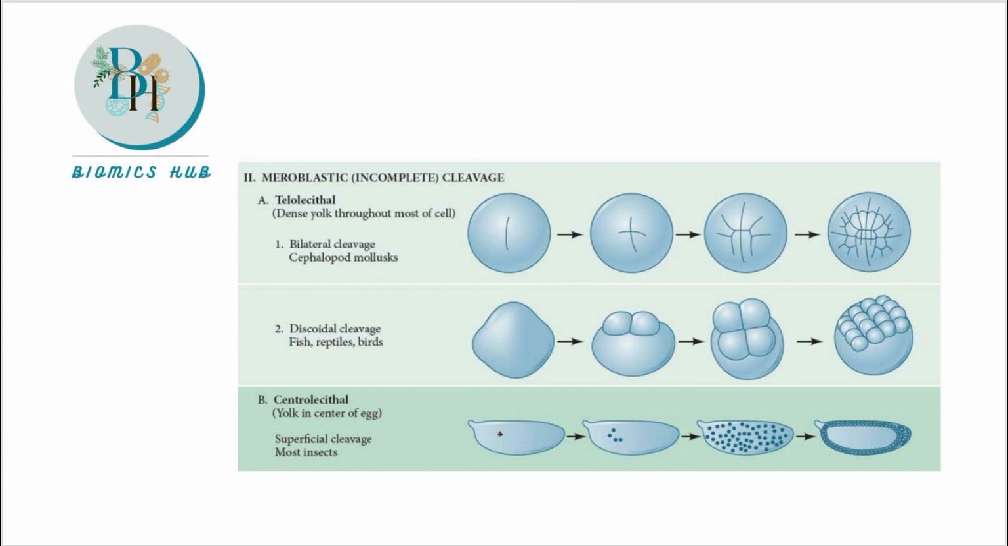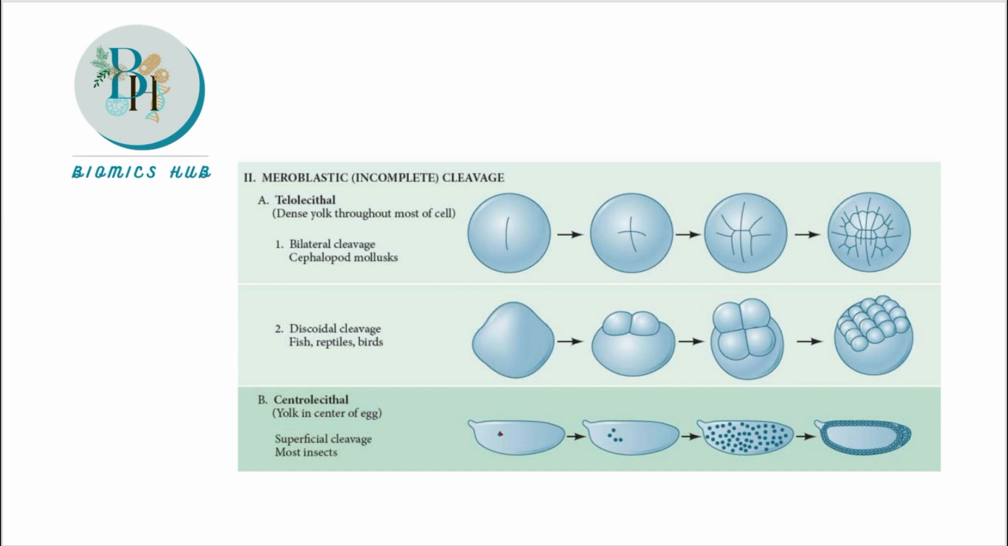The next is the discoidal cleavage. The examples of discoidal cleavage are fish, reptiles, and birds. Next is the centrolecithal egg. In the centrolecithal egg, the yolk present in the egg is in the center, and its example is insect, and it has a superficial type of cleavage.